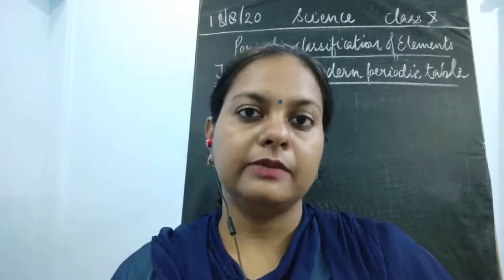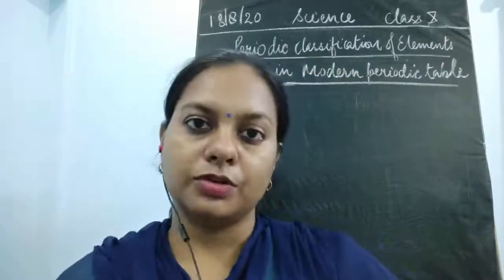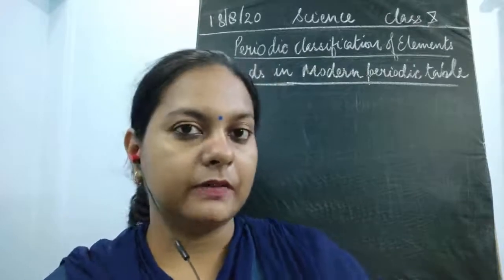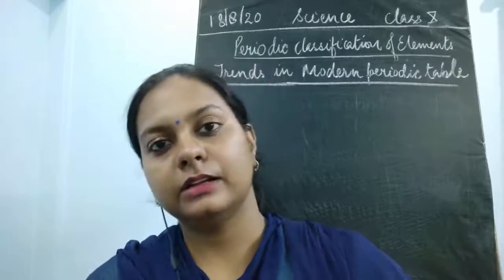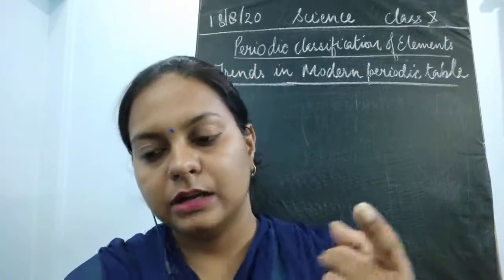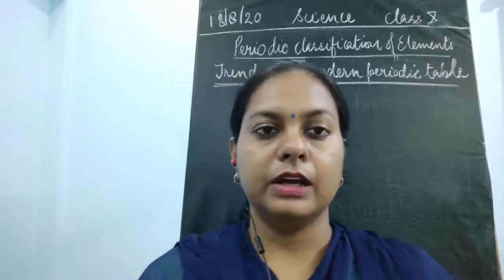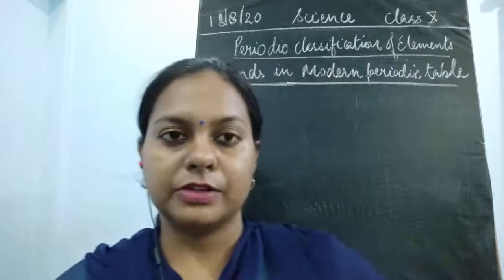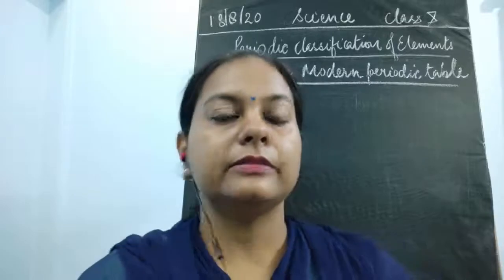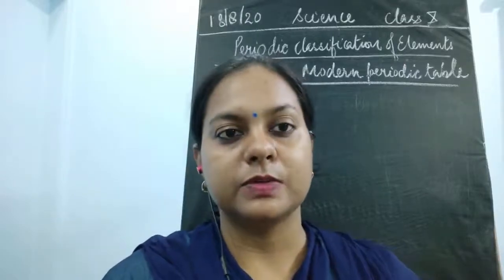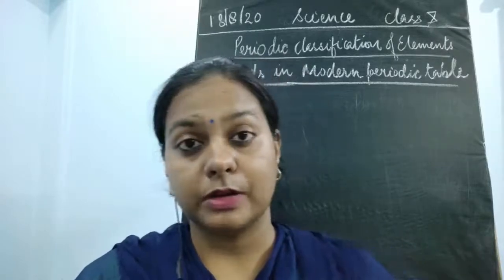So what was the relationship? He saw that whenever the atomic masses of different elements are arranged in increasing order, the average of the first and the last atomic mass was approximately equal to the atomic mass of the middle element. So this was about the Bhanupriya triad.